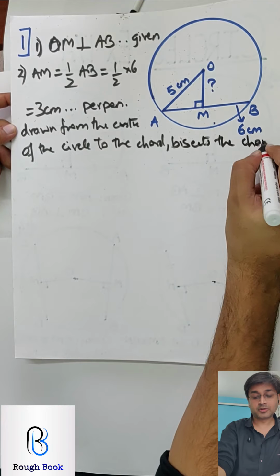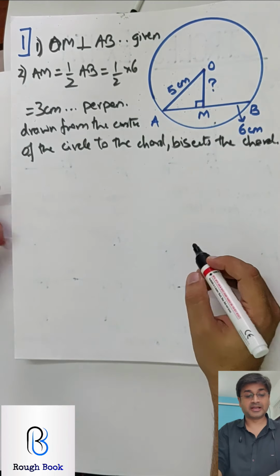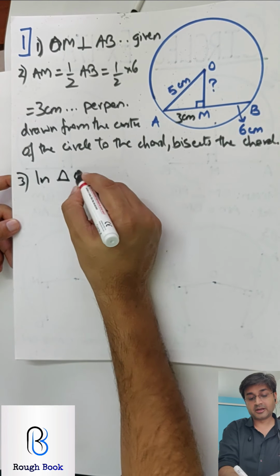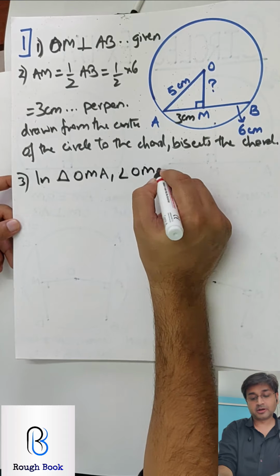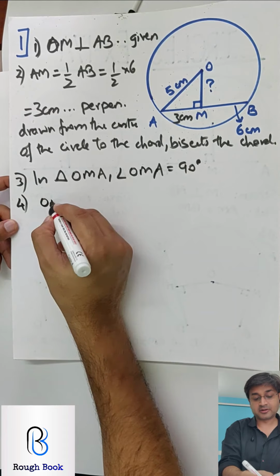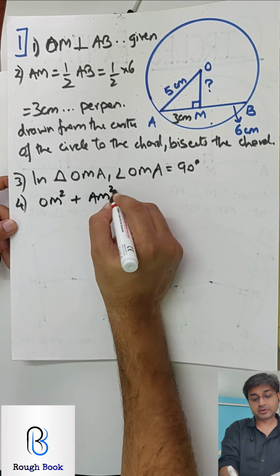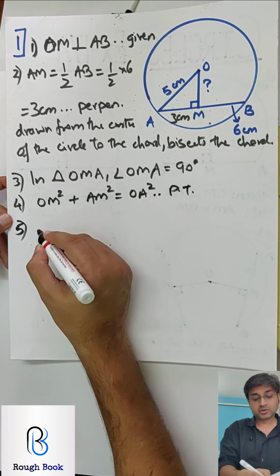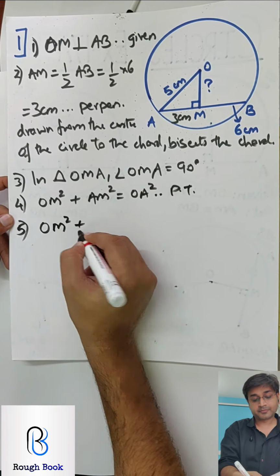Yeah, so the perpendicular drawn from the center to the chord bisects the chord. So now we managed to get this as 3 centimeters. In triangle OMA, angle OMA equals 90 degrees. Since this is 90 degrees, I can say that OM square plus AM square equals OA square. Reason: Pythagoras theorem. OM is unknown, AM is 3 and OA is 5. So 25 minus 9 is 16. So OM becomes root 16. Finally, we can say OM is 4 centimeters.